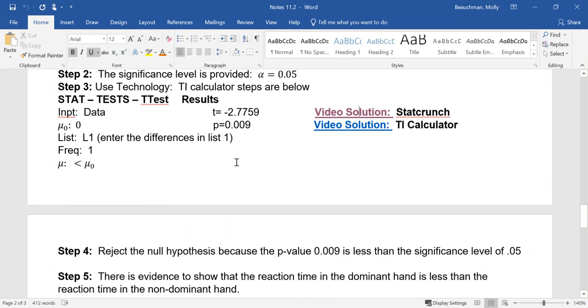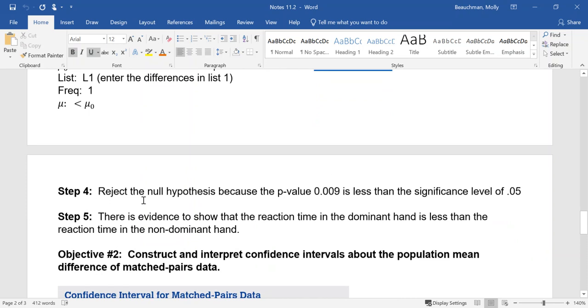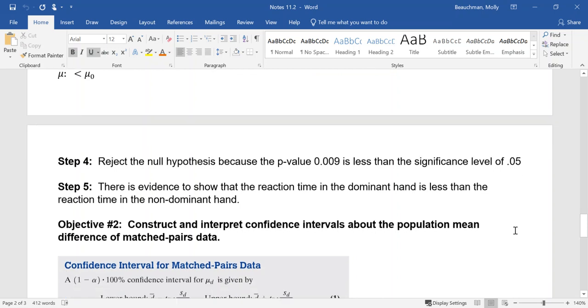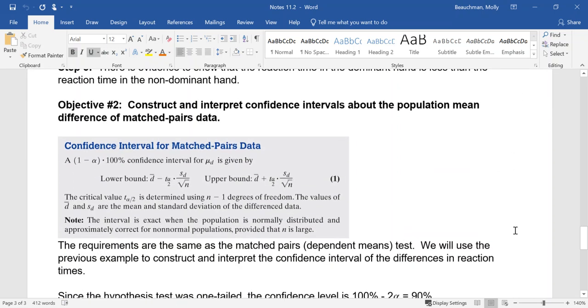All right. So step 4, we're going to reject the null hypothesis because the p-value 0.009 is less than the significance level of 0.05. That says that there is evidence to show reaction time in the dominant hand is less than reaction time in non-dominant. Then, second objective, we're going to go ahead and interpret a confidence interval.